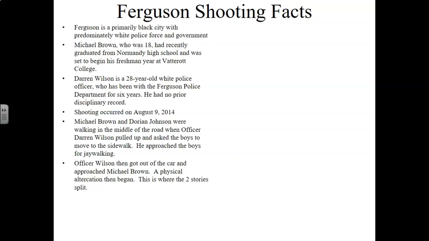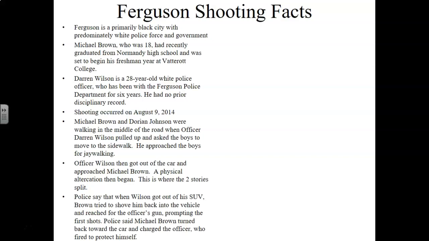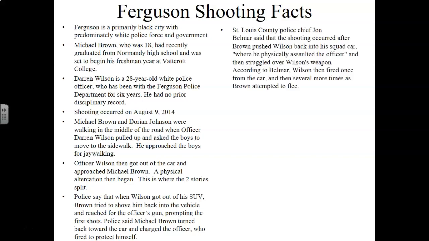Officer Wilson will get out of the car and approach Michael Brown. We know that there is a physical altercation between them. And then here is where the stories start to diverge and split. And I'm going to give you both sides. Police say that when Wilson got out of his SUV, Michael Brown tried to shove him back into the vehicle and reached for the officer's gun, prompting the first shots to take place. Police say that Michael Brown turned back toward the car and charged the officer after being shot once, and the officer then fired to protect himself.